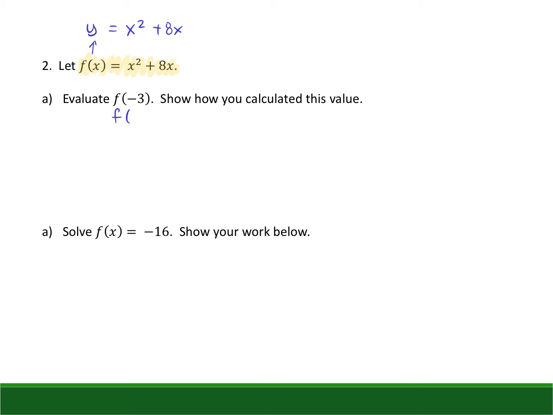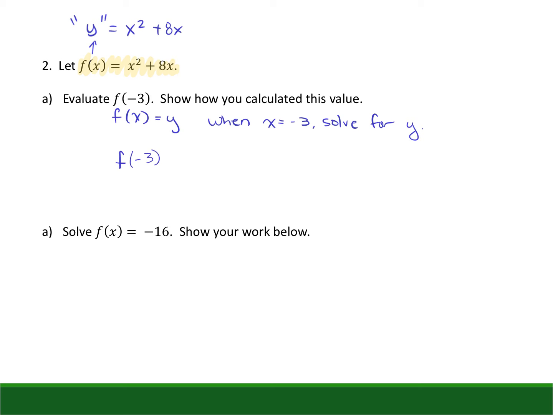So this is f of x, which is the same thing as y. So what this question is saying is, when x is negative 3, solve for y. So that's what that notation is saying. f of negative 3 is saying, what is the output value? You can think of that as the y value when the input value x is negative 3. So let's just substitute that into the equation.